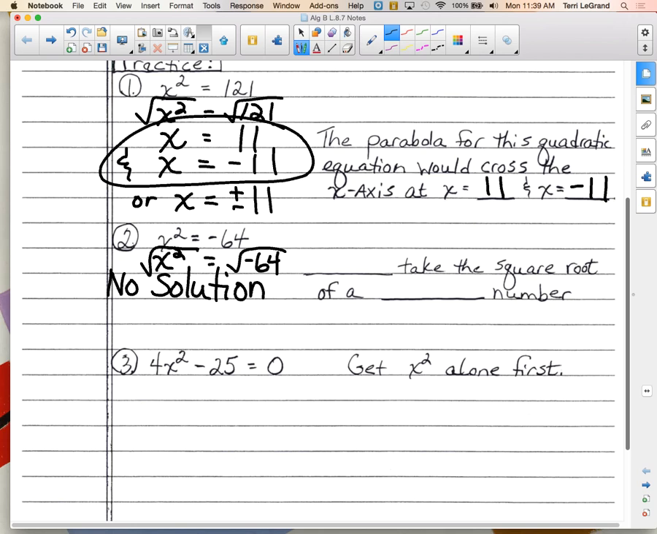Error, not real. You can't take the square root of a negative number. Why can't you take the square root of a negative number? Why can't we take the square root of a negative number? There's got to be a reason this calculator is not cooperating with us.